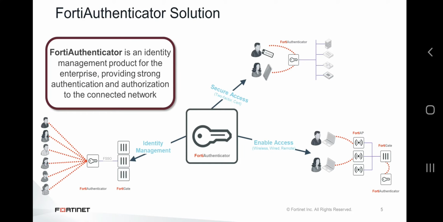FortiAuthenticator is an identity management product for the enterprise, providing strong authentication and authorization to the wired and wireless network. It provides secure access to users, both internal and external, to applications and network resources, with the options of using various Fortinet and non-Fortinet two-factor authentication tokens, such as RSA tokens. You can also utilize X509 certificates for stronger authentication requirements, most commonly seen in financial and healthcare institutions.